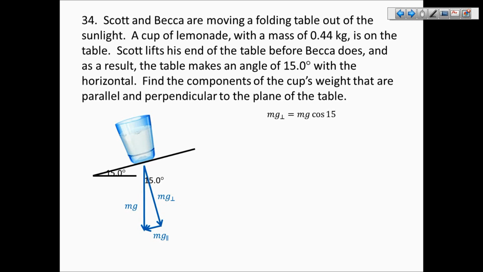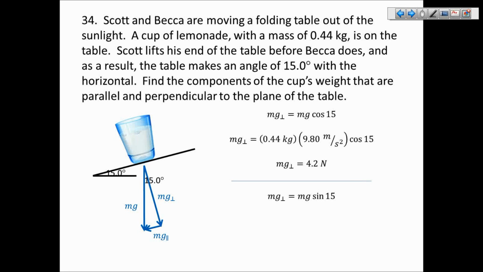So mg perpendicular is equal to mg cosine of 15. The reason that I've chosen cosine this time is because mg perpendicular is adjacent to that angle. That 15-degree angle is at the top of our blue triangle. Plugging in what the mass is, what g is, we find out that mg perpendicular is 4.2 newtons.